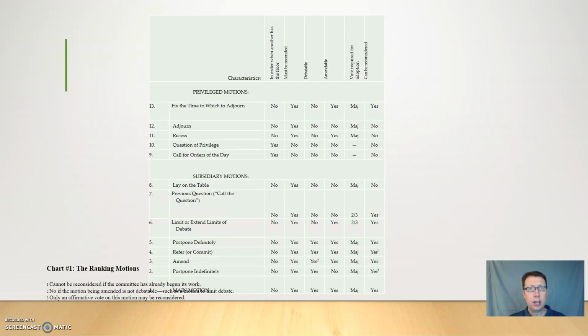There's the chart, which I'm not going to go over, but those are the ranking motions. And I invite you to explore, learn a lot about this, and ask with any questions that you have.